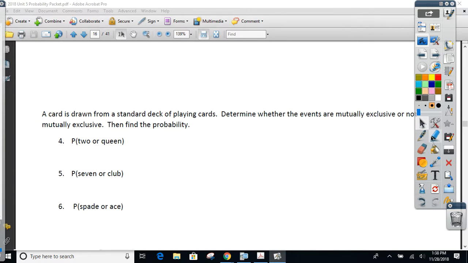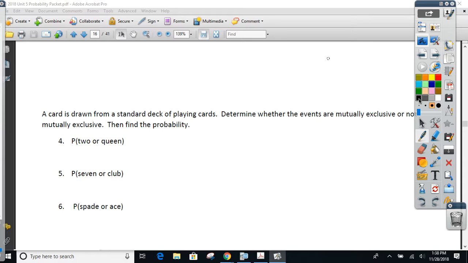All right, a 2 or a queen. So here's what you have to ask yourself. You have a deck of cards in front of you. Can you get a 2 and a queen on the same card? You know your cards? Can't do it, right? It's impossible. Everyone else agree? You can't pick a card out that's got a 2 and a queen on it. So that's why these would be mutually exclusive. They cannot happen at the same time. So that would be mutually exclusive.